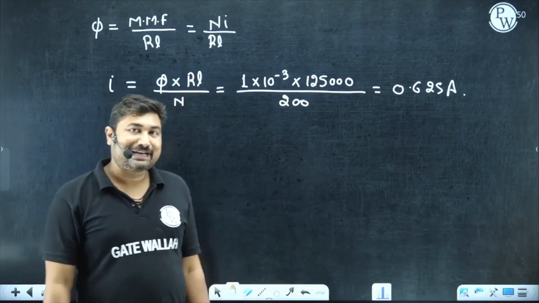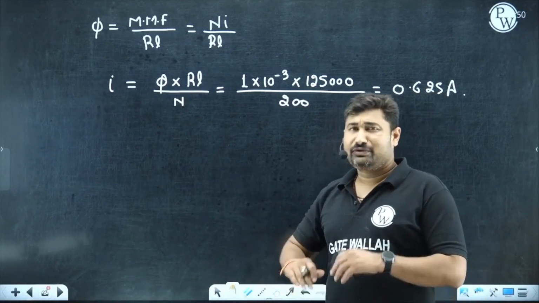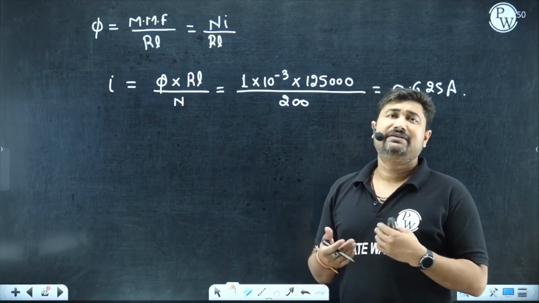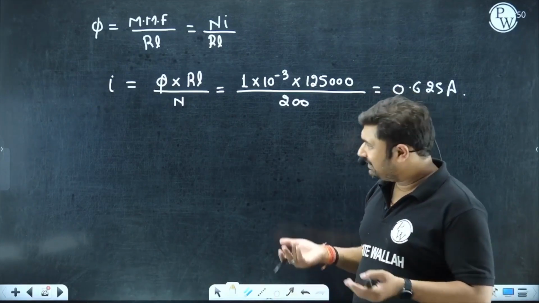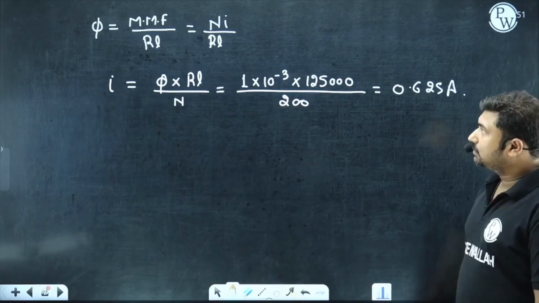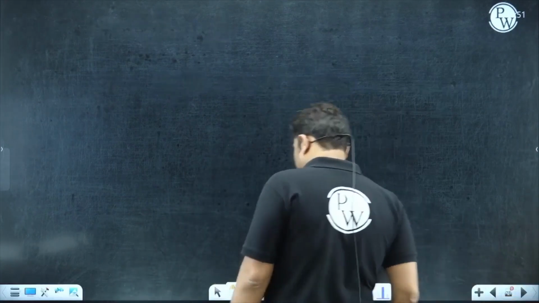You have a better understanding of this magnetic circuit. It is very similar to when you know the resistance and the voltage, you can easily find the value of current. In the very similar way, we can find the current also. Is it okay? Now come to the next part, that is magnet.